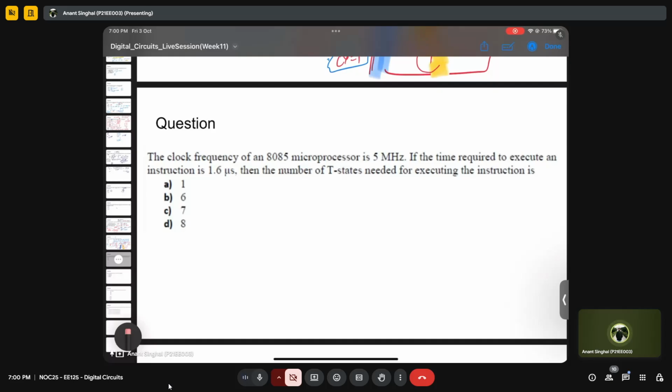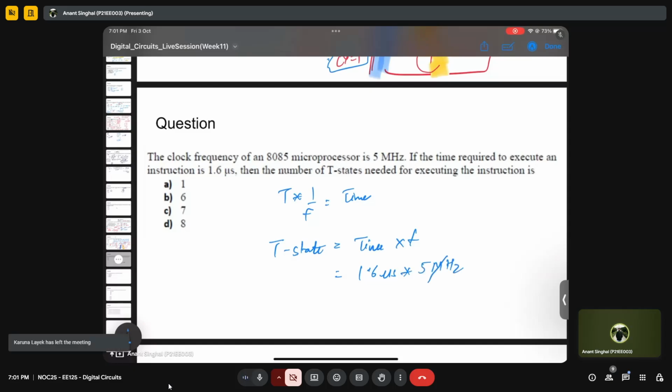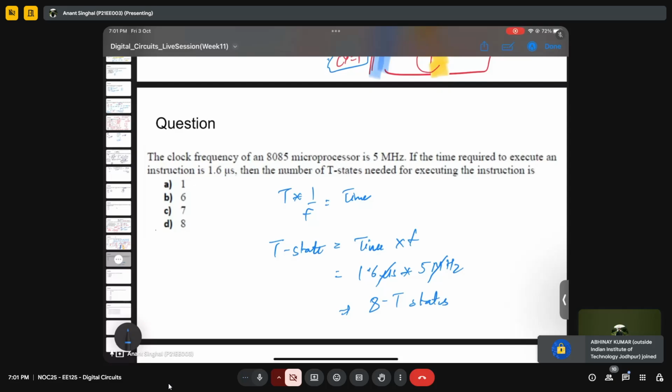Yeah, so as I told you, the T states times 1 by frequency was the actual total time that we are getting. So the T states will be nothing but the total time that we are getting into the frequency of the signal. Time is already given as 1.6 microseconds and the frequency is 5 megahertz. So this mega and micro will get cancelled. So 1.6 times 5 is 8. So we have 8 T states, which is option D.